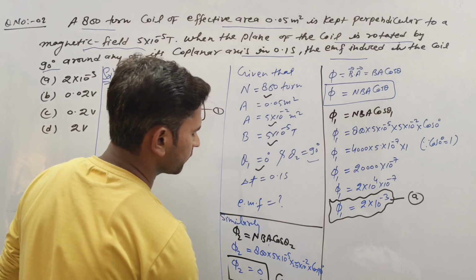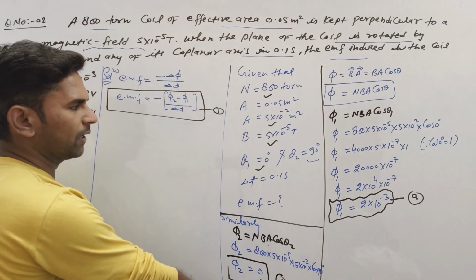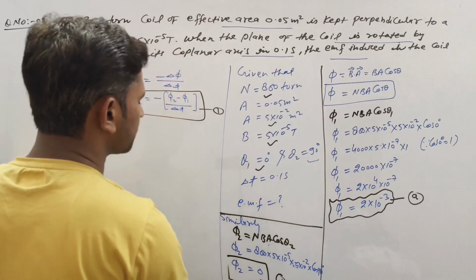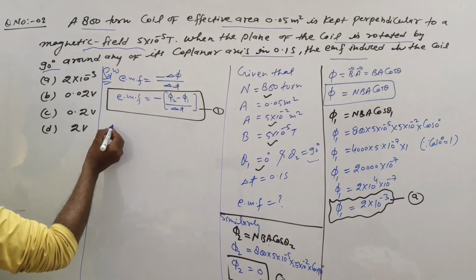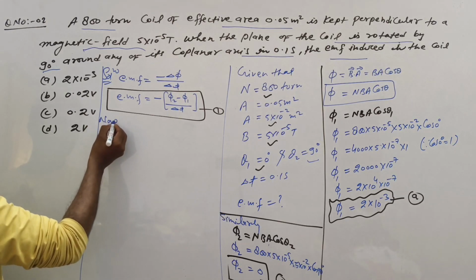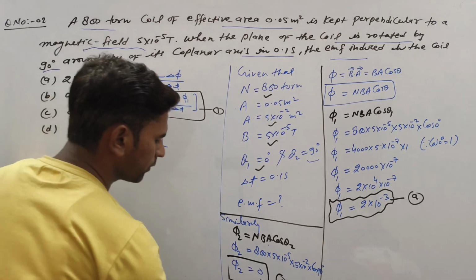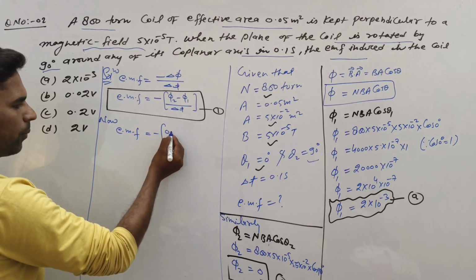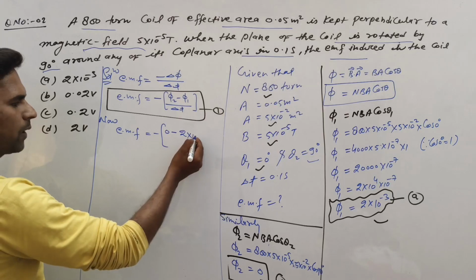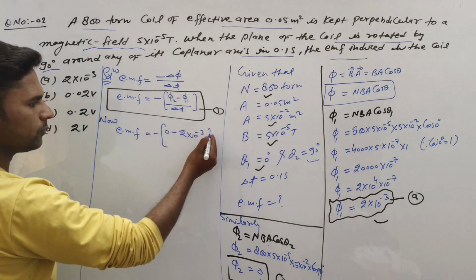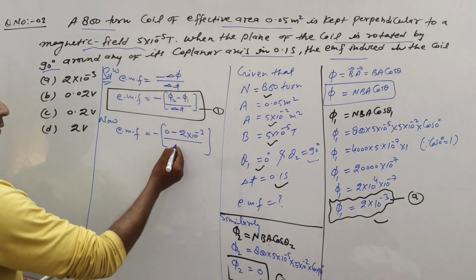This one is the initial magnetic flux, and this one is the final magnetic flux. Now you can put these values in this equation. So now you can find the final induced EMF. Induced EMF is negative of phi 2. What is the value of phi 2? 0. 0 minus, what is the value of phi 1? 2 multiplied by 10 power minus 3. Divided by change in time. Change in time is given as 0.1.